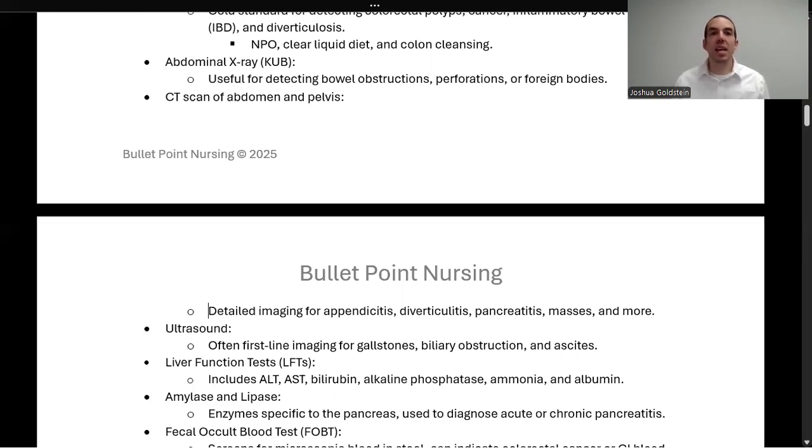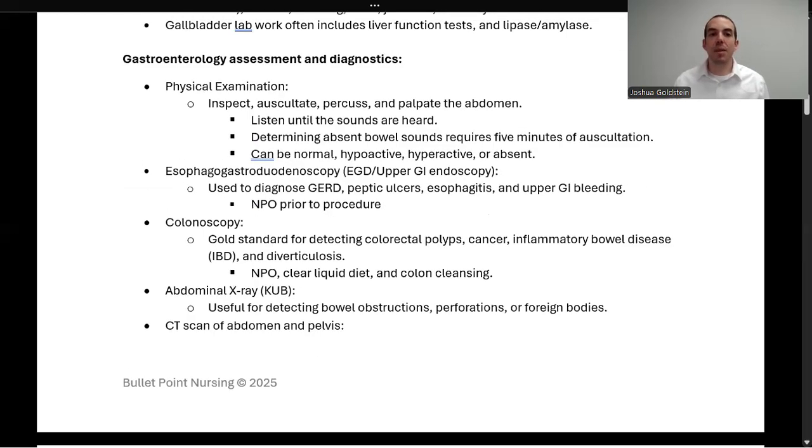Next, we have a CT scan or a CAT scan of the abdomen and pelvis. Those two terms mean the same thing. We use this very often. We use this for appendicitis, diverticulitis, pancreatitis, masses. We also use this sometimes when the patient's having severe abdominal pain and we don't know what it is and we don't have a suspicion, then we could just do a CAT scan of the abdomen and pelvis and see what we find.